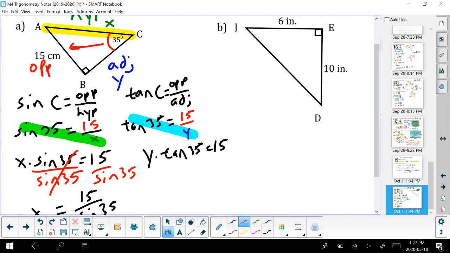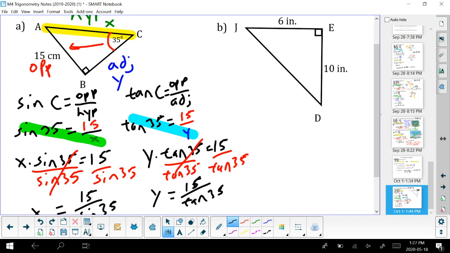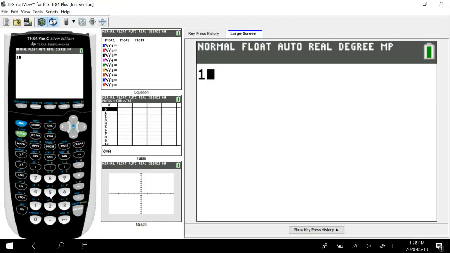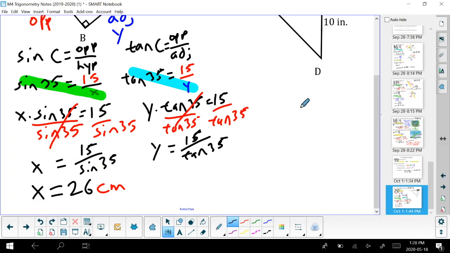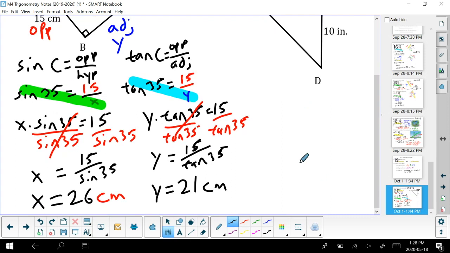Once we divide both sides by the tangent of 35, we end up getting y is equal to 15 over the tangent of 35. So 15 divided by the tangent of 35 gives us 21.4. So y is equal to 21.4. If we round that to the nearest whole number, that'll give me 21 centimeters.